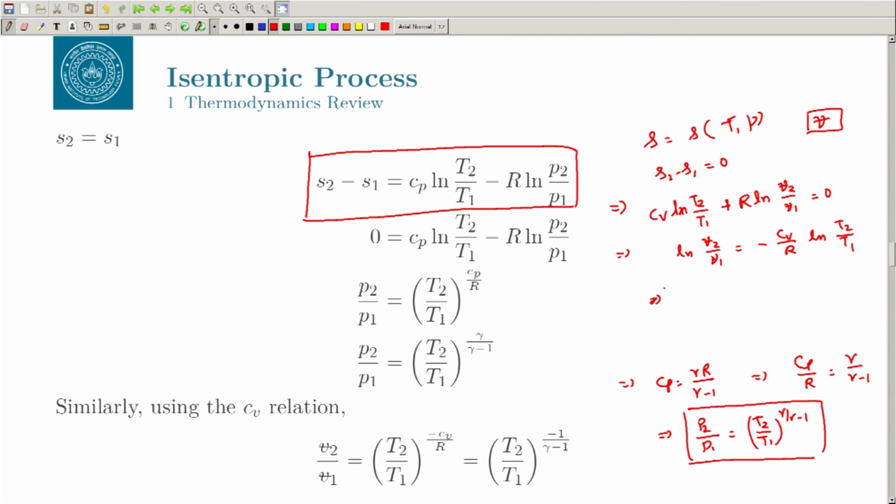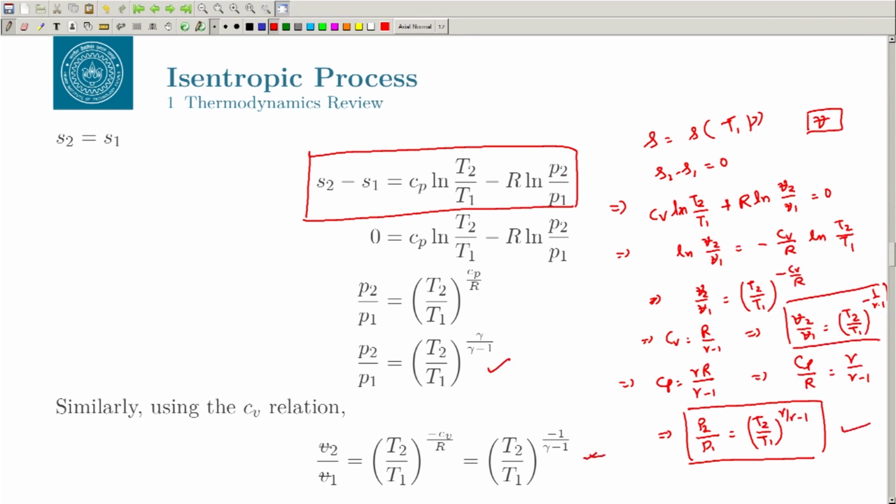So, this gives you V2 by V1 is equal to T2 by T1 to the power minus Cv by R. Recall Cv equal to R by gamma minus 1. Therefore, V2 by V1 is equal to T2 by T1 to the power minus 1 by gamma minus 1. So, we got two relations. One is the pressure with temperature. The other is the volume with temperature.